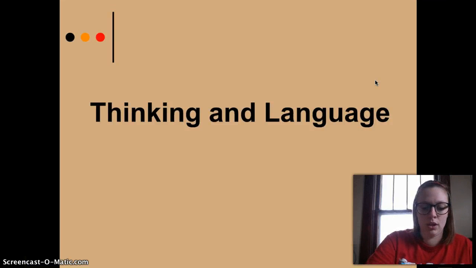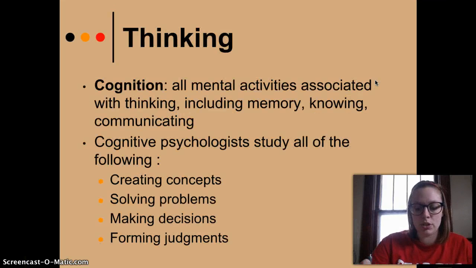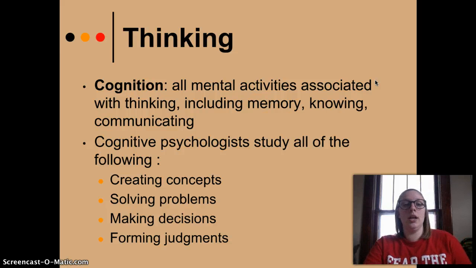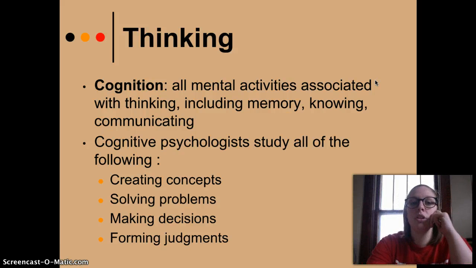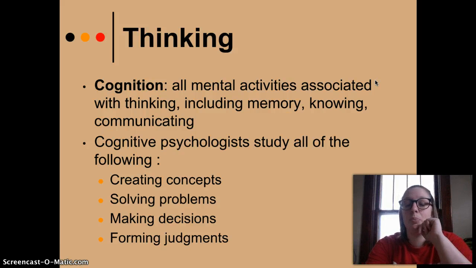Okay, let's begin. So the first thing we're going to talk about is cognition. We've discussed cognition a little bit before, but we focused on one thing, your memory. And now we're going to look into a bit of the other stuff, particularly problem solving. So your cognition is all your mental activities associated with thinking. That includes memory, that includes knowing, and communicating information.